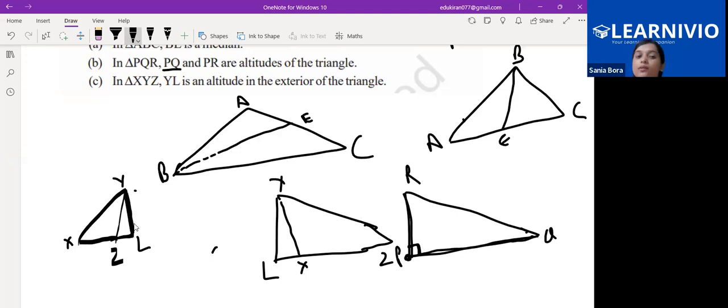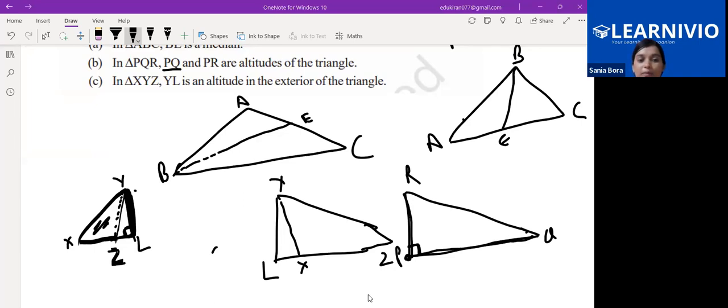Fine, everybody? Can you see it? Yes, ma'am. This is straight now. This is the altitude here, 90 degree. And this one, you will make a line here, this Z. This is XYZ. This is a triangle and this one is the altitude. Fine with everybody? Yes, ma'am. Now quickly note it down, then I'll give you the next one.